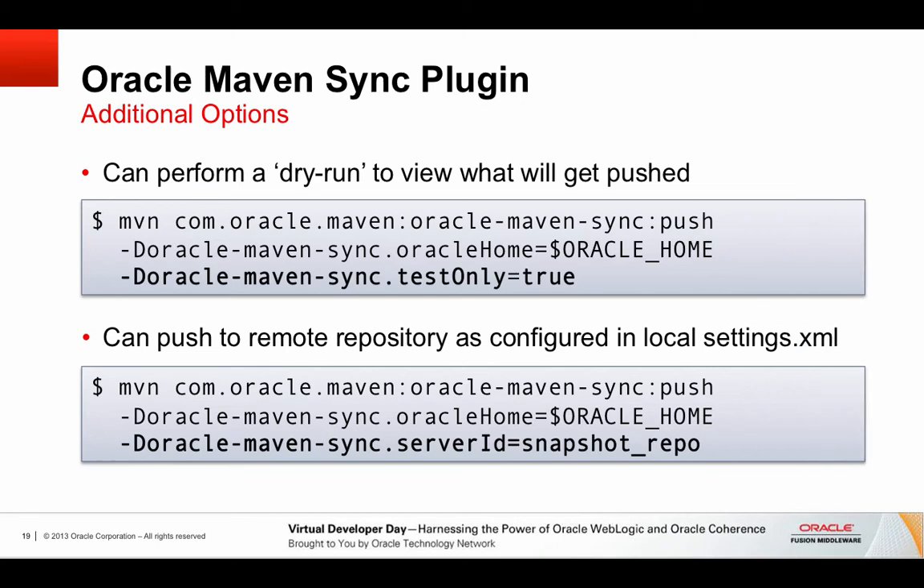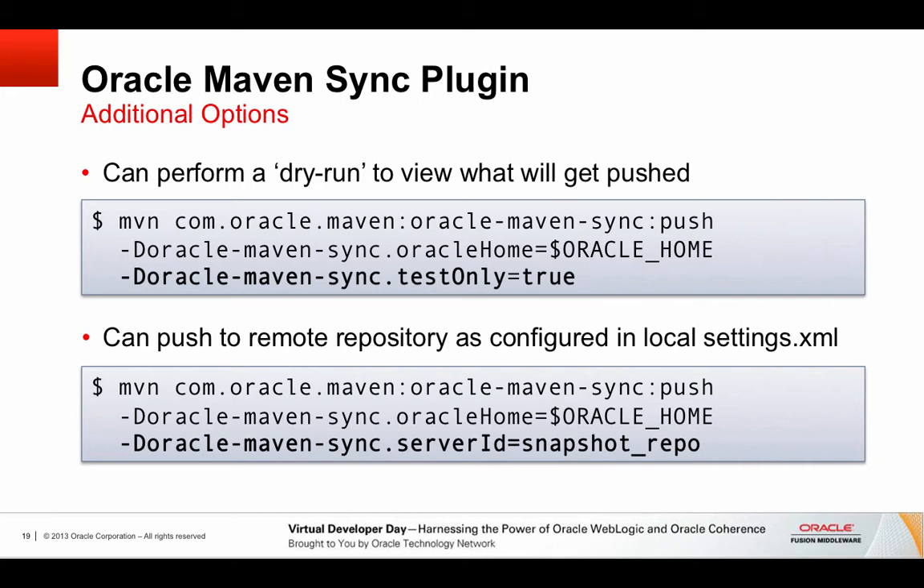There are some additional options you can specify for the push goal. The first one we'll look at here is a way to effectively perform a dry run to get a view of what will get pushed to the repository. In this case, you specify again executing the push goal, you nominate your Oracle home directory, and then you provide a further property, oracle-maven-sync.testOnly equals true, and in this case the Maven-Sync plugin will perform all of the tasks, look for the POM, the associated jar files, but it won't actually proceed with performing the installation. So it effectively performs a dry run.